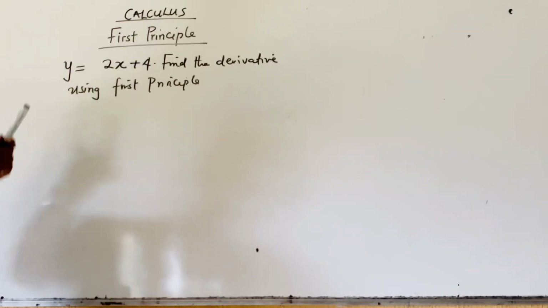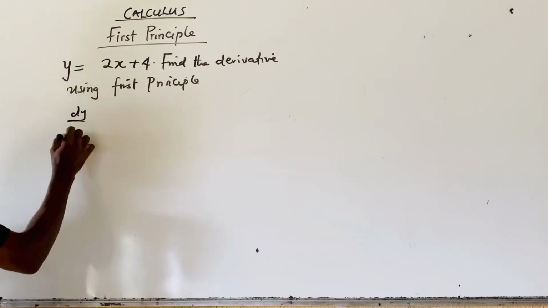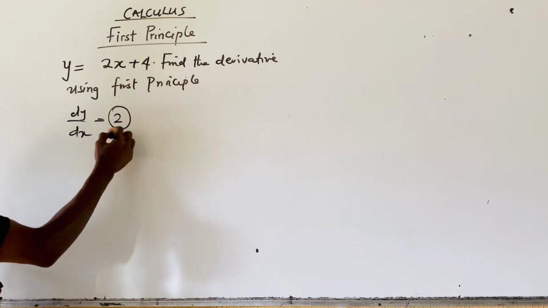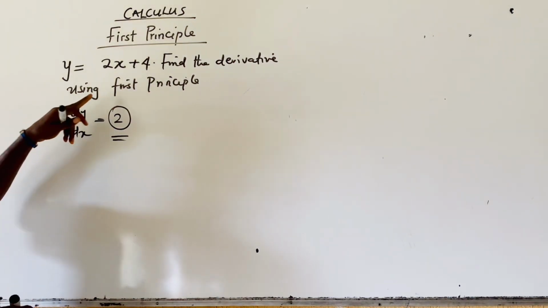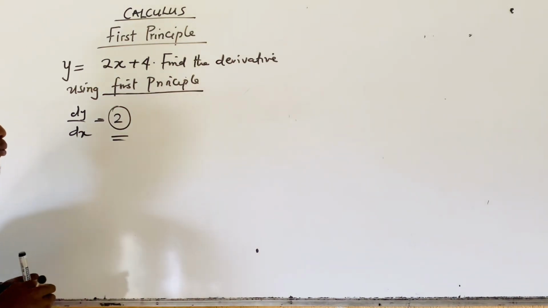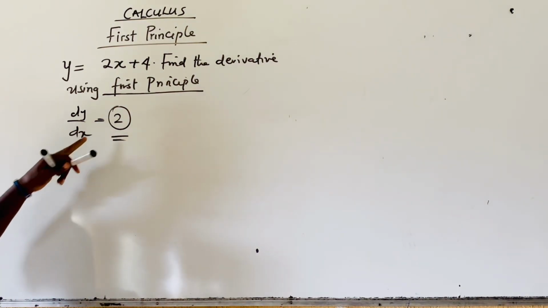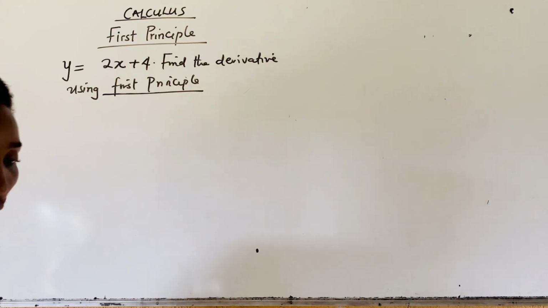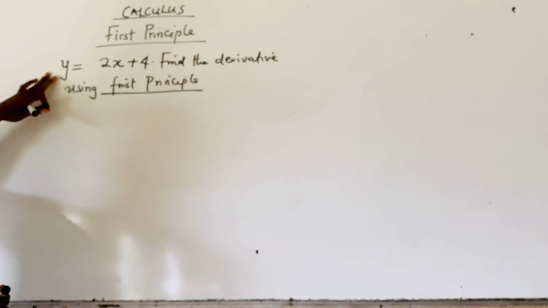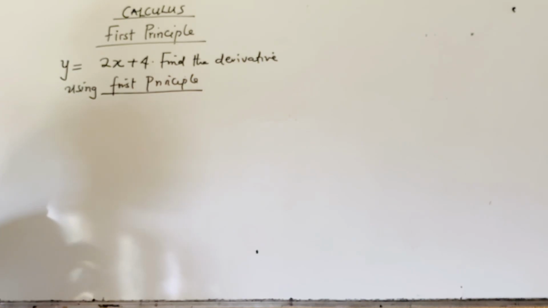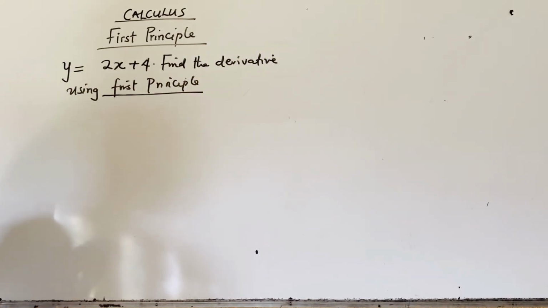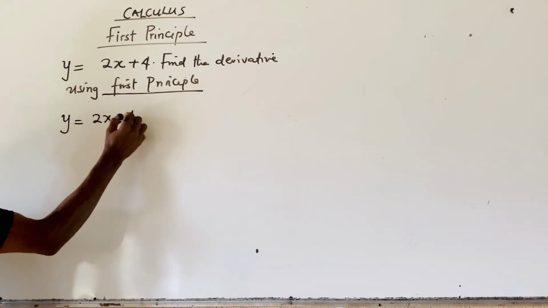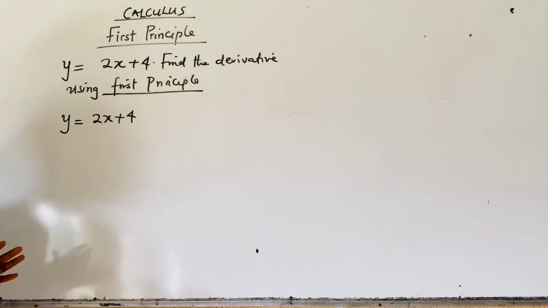We all know that when you differentiate y with respect to x, differentiate 2x, you have 2, differentiate 4, you have 0, so the answer is 2. But then some examiner wants you to use first principle to arrive at that 2. So in such case, how do we solve using first principle? Anywhere you see y, add change in y, and anywhere you see x, add change in x. So this is the question: y equals 2x plus 4. This is the easiest way to solve first principle.